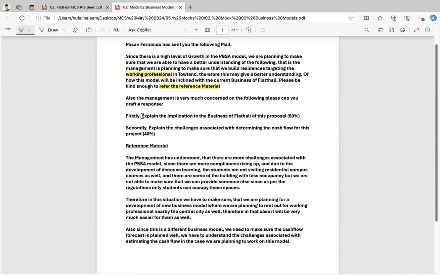Now, let's come to this. Explain the implication of business of FlattHall to this proposal, which is how many percent? 60%. The second one is explain the challenges associated with determining the cash flow for this project.